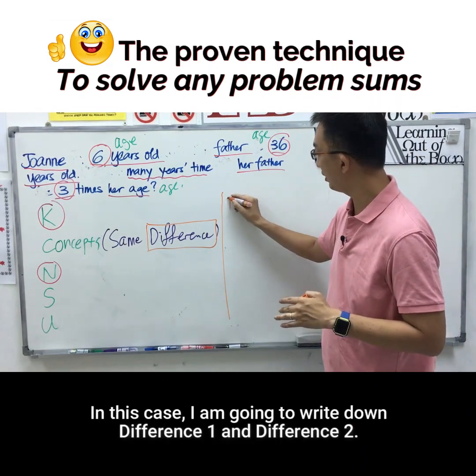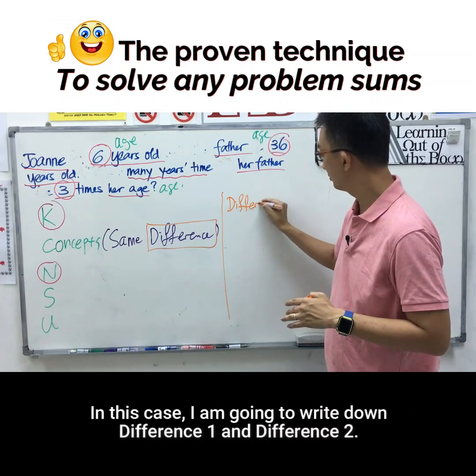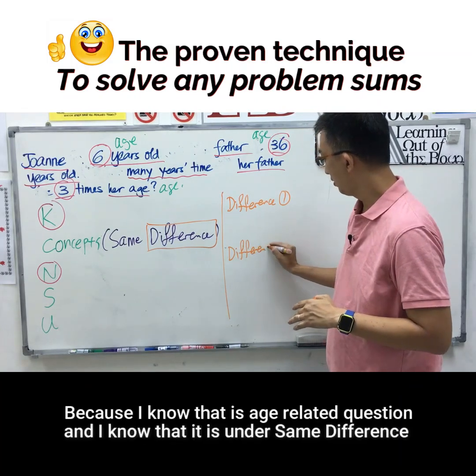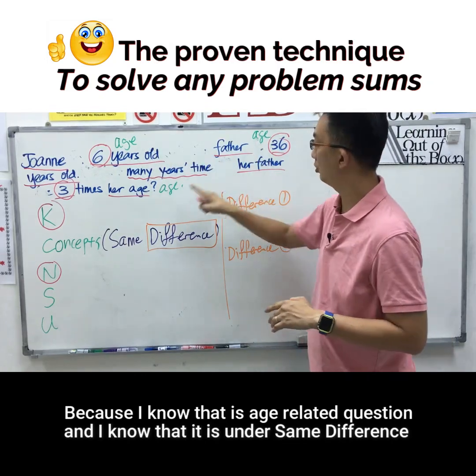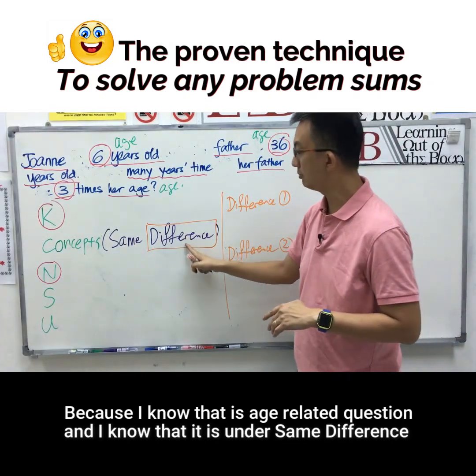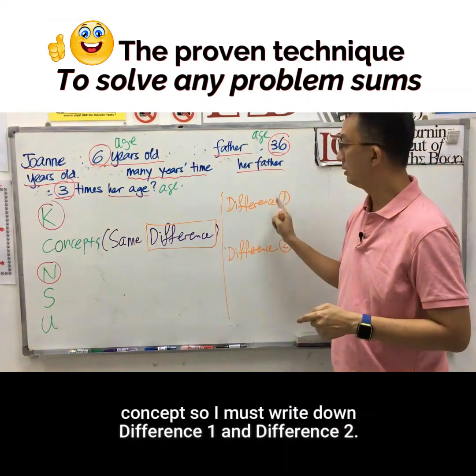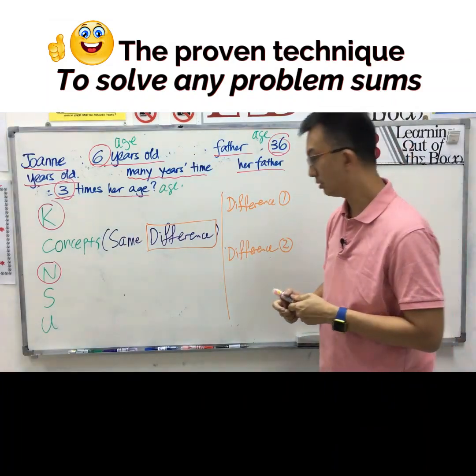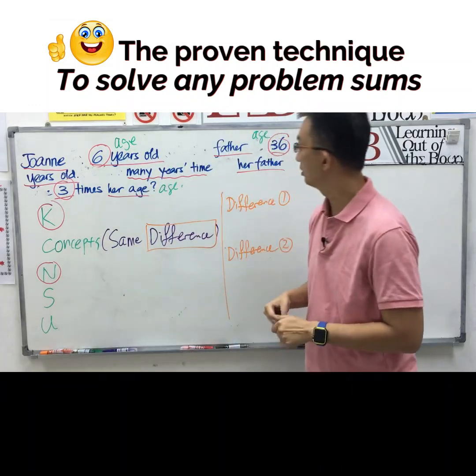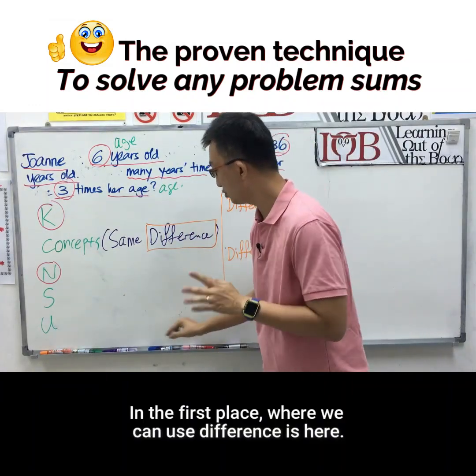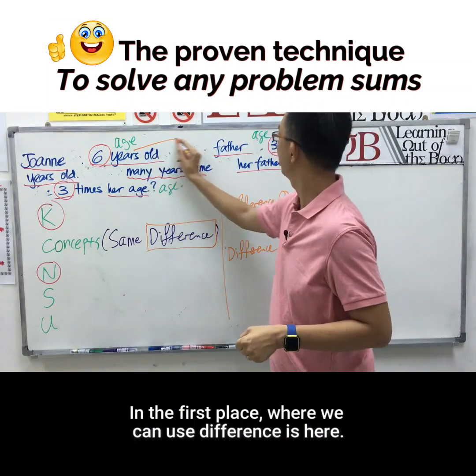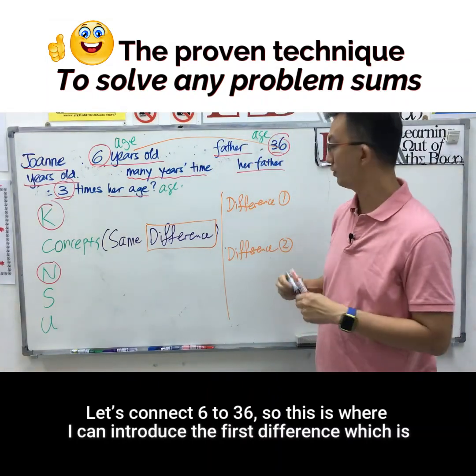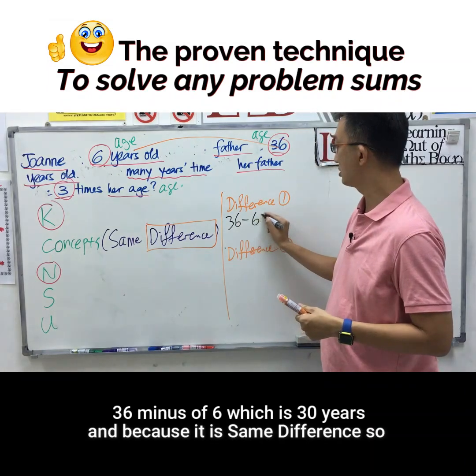So in this case, I'm going to write down difference 1 and difference 2, because I know that it is an age related question and I know that it is under the same difference concept, so I must write down difference 1 and difference 2. Can you see how everything is linked to one another? Now the first place where we can use difference is here. So let's connect 6 to 36. This is where I can introduce the first difference, which is 36 minus 6, which is 30 years.